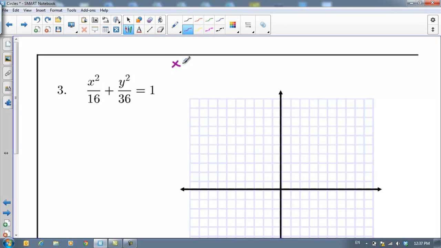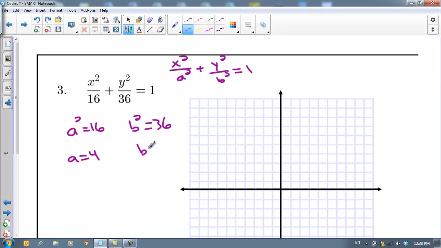All right, an ellipse is going to have x squared over a squared plus y squared over b squared, and it always has to equal 1. If it doesn't equal 1, you need to divide through by whatever that number is over there. Now the a squared tells you how far you go left and right, and the b squared tells you how far you go up and down. So since a squared would equal 16 here, and my b squared would equal 36, that means that my a is 4 and my b is 6.